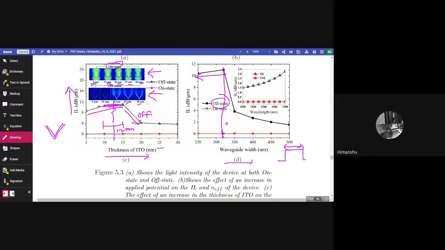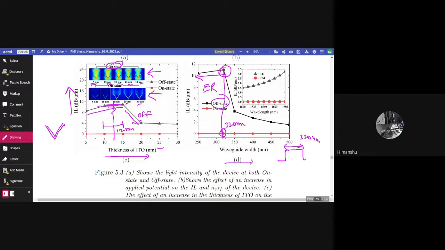In order to have a good extinction ratio, or a higher value of extinction ratio, we need a higher difference between off state and on state. Since in on state the loss is negligible, the maximum value for the off state we are getting is around 320 nanometer. Therefore, from this value, if you calculate, we will get a higher value of extinction ratio as compared to other waveguide dimensions. Therefore, we have chosen 320 nanometer as the waveguide width for the device.